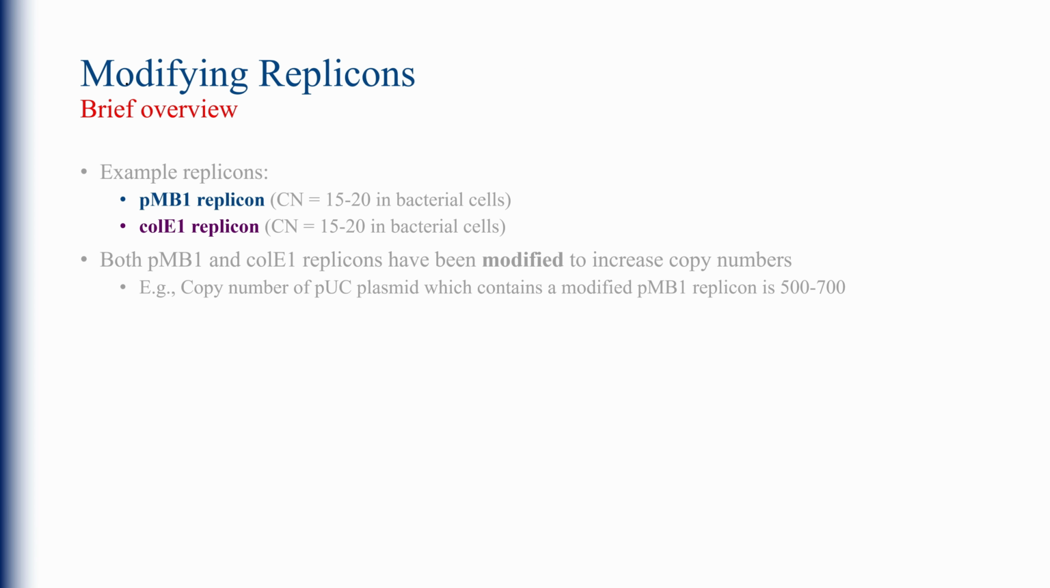Now, an important thing to recognize is that replicons can be modified so that the copy number can be modified. The copy number relies to a very large extent on the replicon. Example replicons that have been modified to increase the copy number include the pMB1 replicon and the ColE1 replicon. Both of these have copy numbers roughly between 15 to 20 in bacterial cells, and both have been modified so that they increase the copy numbers.